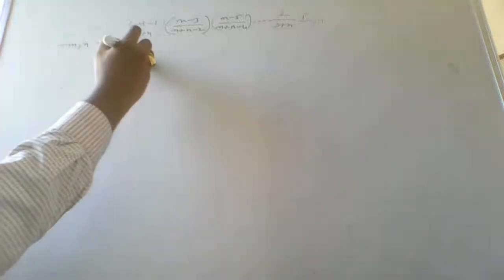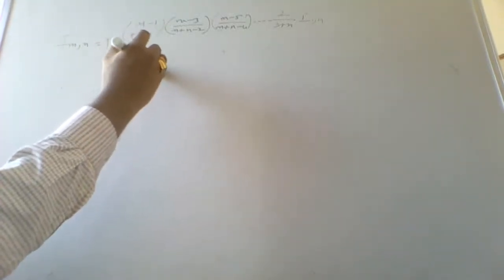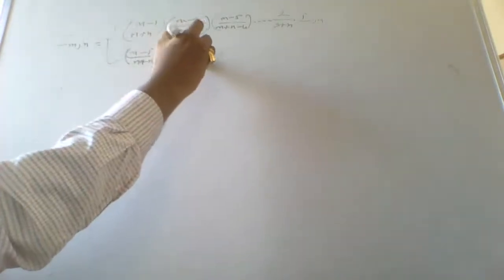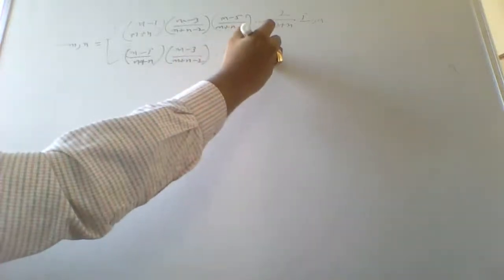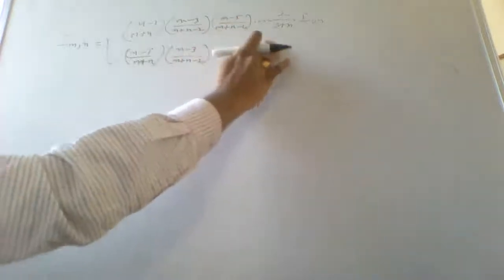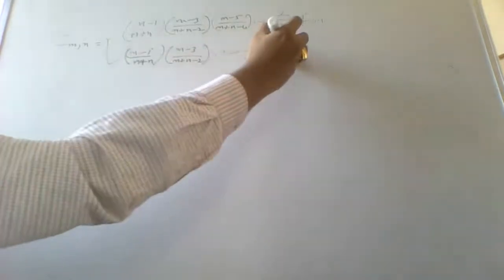Let us put this result also: m minus 1 divided by m plus n, and m minus 3 divided by m plus n minus 2, and so on. We have this, sorry, this will be into 1 divided by 2 plus n, I 0 comma n. This is for m being even.